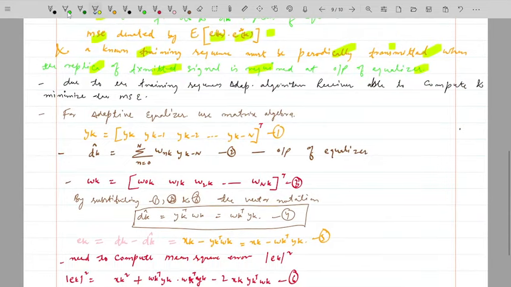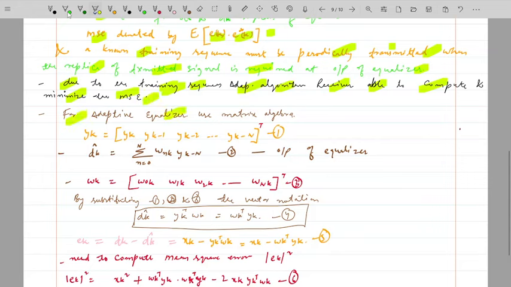Next, due to the training sequences, the adaptive algorithm used in the receiver will be able to compute and minimize the mean square error.